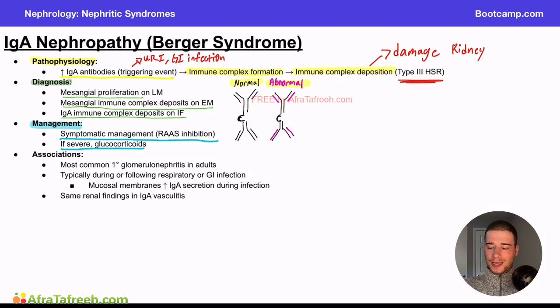Next, we're going to talk about some key associations that they want you to know for IgA nephropathy. It's important to note that IgA nephropathy is the most common primary glomerulonephritis in adults, and it most commonly affects adults in their second to third decade of life. And this is important information for us, right?